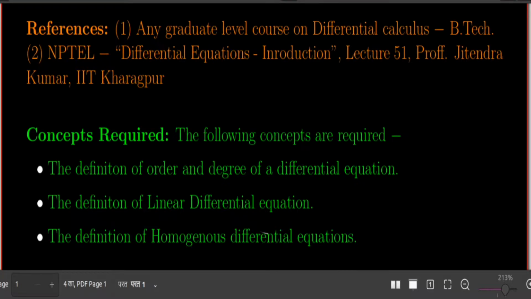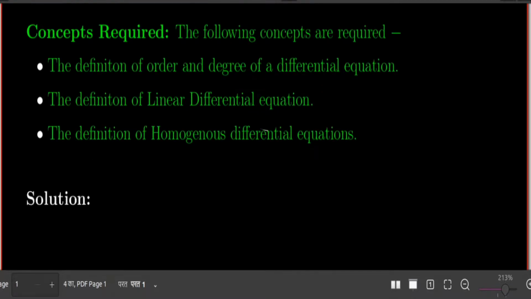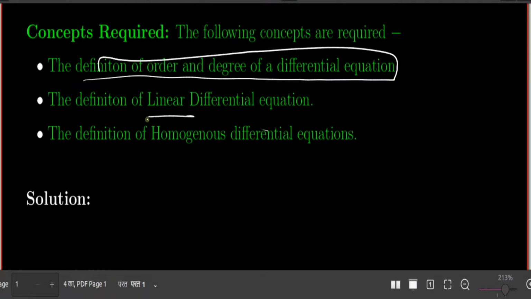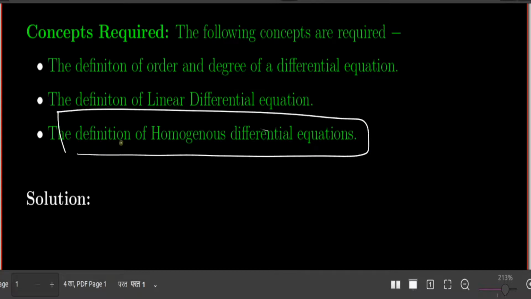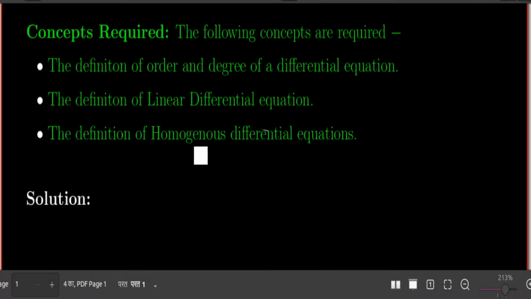Coming down to the concepts required to solve this particular problem, one would require to know the definition of order and degree of a differential equation, and this is required just to understand what a linear differential equation is. So to know what a linear differential equation is, you should be aware of the definition of order and degree of a differential equation, and then we should be aware about the definition of a homogeneous differential equation. If at all we are aware of all these things, this question can be solved straightforward.